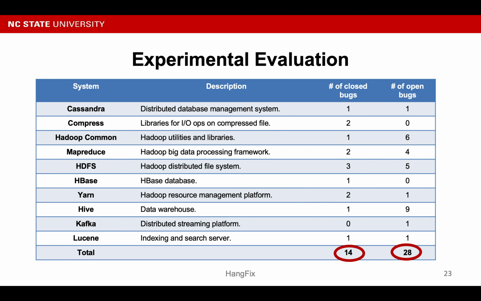For the experimental evaluation, we have reproduced 42 bugs. These 42 bugs occur on 10 cloud server systems. We also list the number of closed bugs and the number of open bugs that occurred on each system. To summarize, we have reproduced 14 closed bugs and 28 open bugs.